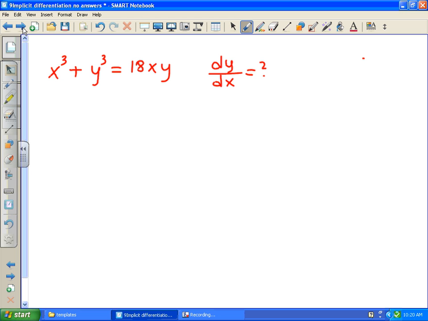With respect to x, it is 3x squared. This is our solution. 3x squared plus the derivative of y cubed with respect to x is 3y squared times y prime, which is dy/dx. Now, the right-hand side, we've got to be careful. This is like a constant times a function. I'm going to keep the 18 down.